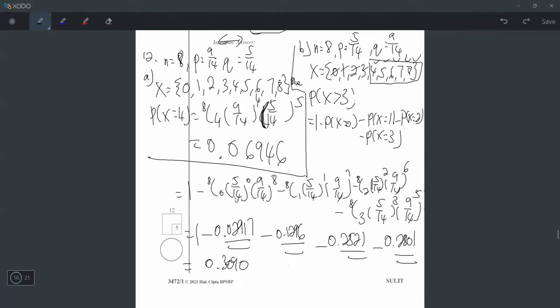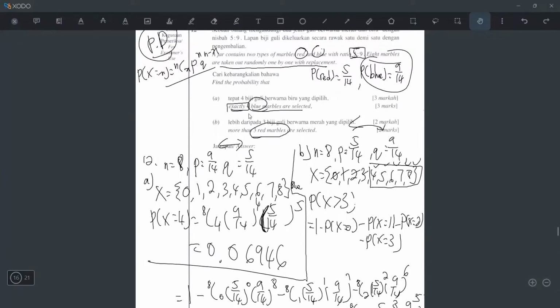Okay, the scheme says this one is right already, but this one, let me think about it. 4 blue marbles, so 9 over 14, 5 over 14. Alamak, this one is power 4. Yeah, really, this one is power 4, because 8 minus 4 is 4. I wrote power 5, maybe that's why it's wrong. Okay, sorry, careless mistake.